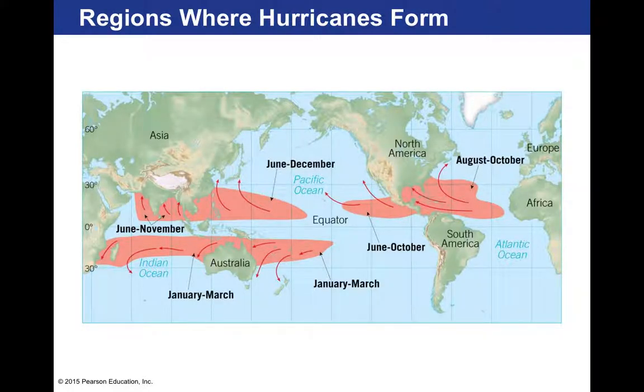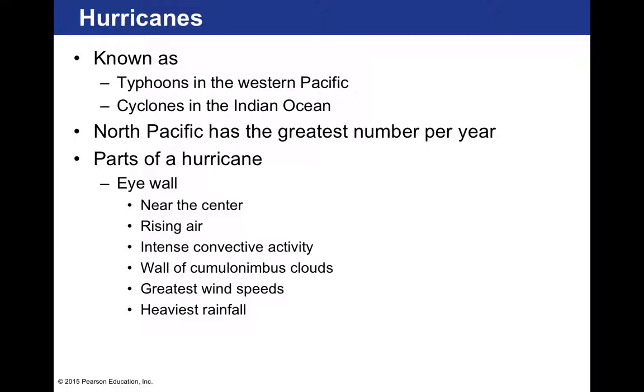So there's only certain regions where hurricanes can form, and hurricanes are called different things depending on where they originate on the planet. If we ever had a hurricane come in Scranton, we would call it a hurricane, but we call them typhoons in the Western Pacific, and if they happen in the Indian Ocean, they're just called simply cyclones. So the North Pacific has the greatest number of hurricanes per year.